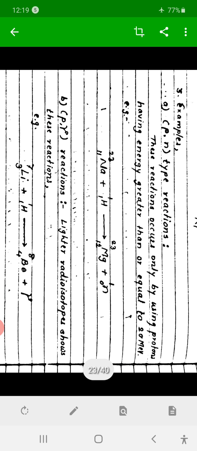Here proton is written first because that one is the projectile and neutron is the ejectile. PN reaction, for example: sodium 11-22 is bombarded by a proton, that is H11. It gives magnesium 12-23 plus the ejectile, a neutron, that is N01.